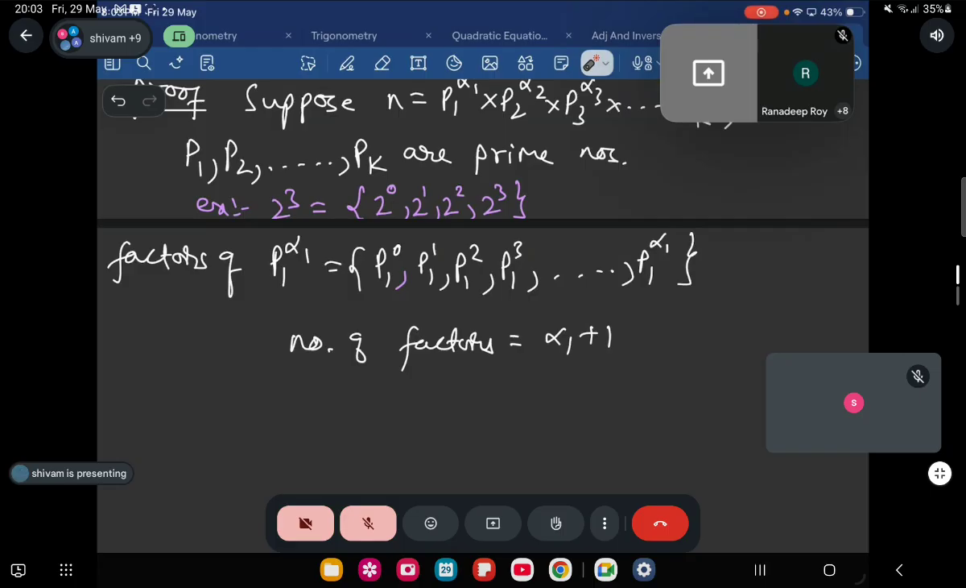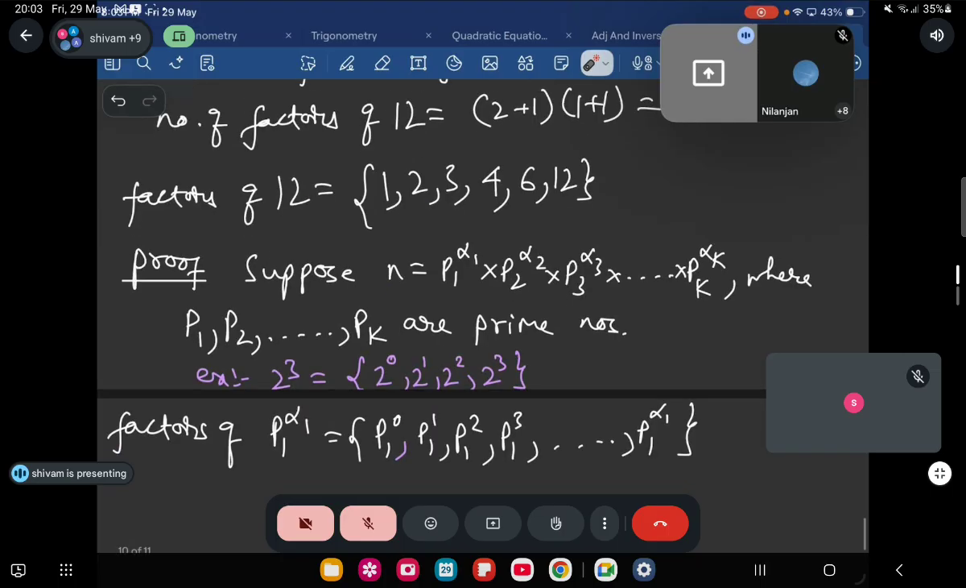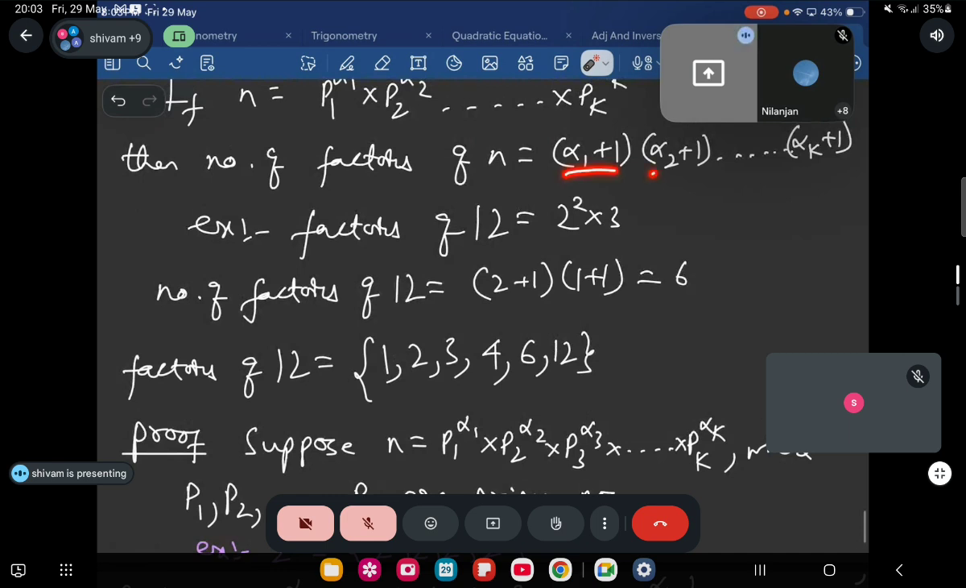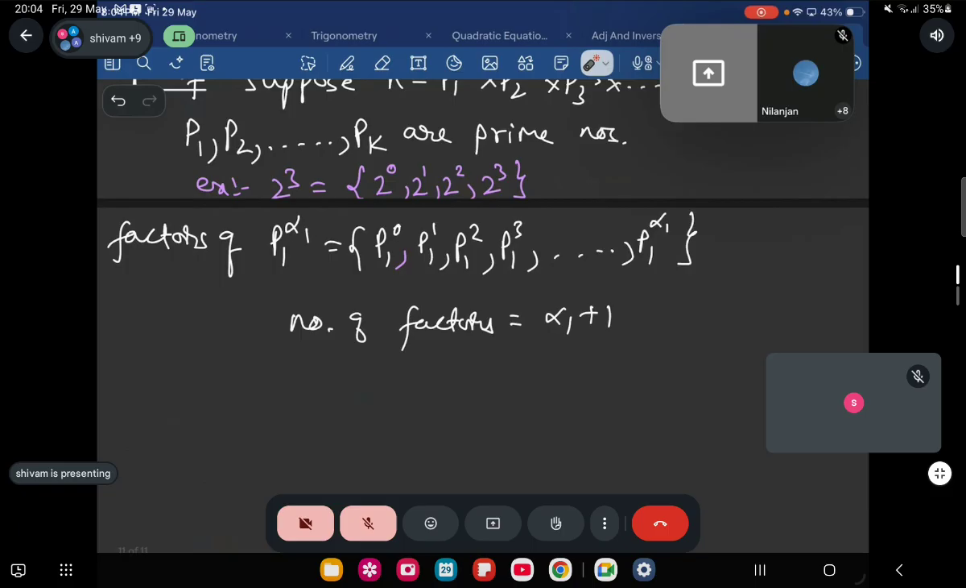Right, are you getting it? Anyone having any doubt? Is it clear? Okay. Similarly, the factors of P2 to the power alpha 2 will become alpha 2 plus 1, then alpha 3 plus 1. So are you getting how we are getting the result? Alpha 1 plus 1, alpha 2 plus 1. Okay, hence the result follows.